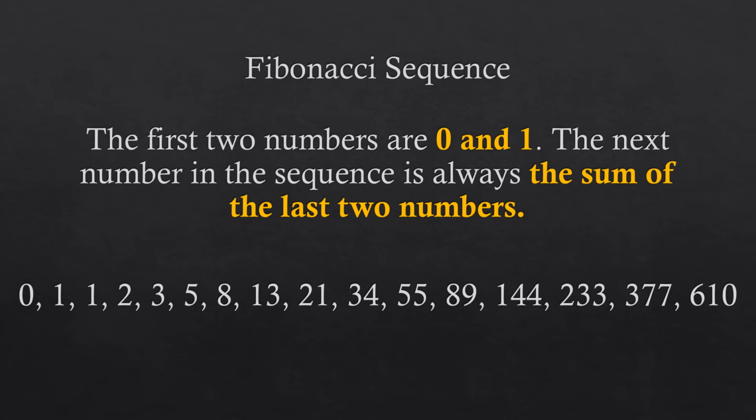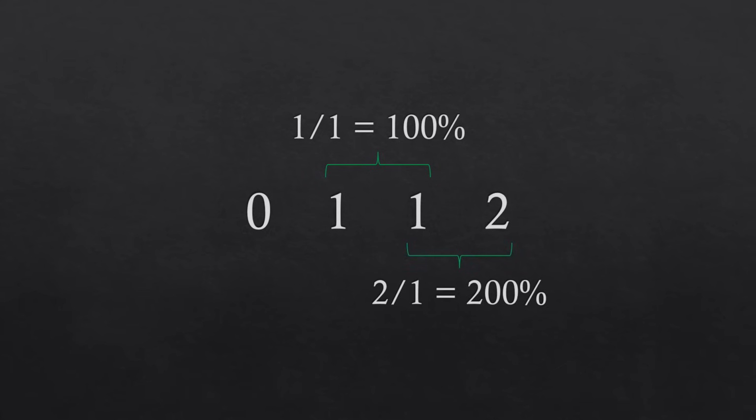The Fibonacci ratios appear when we divide one number in the sequence by another number in the sequence. For example, if we look at the first four numbers in the sequence, we get the simplest Fibonacci ratios. For instance, 1 divided by 1 gives us 1, which is equivalent to the 100% ratio. If we divide 2 by 1, we get 2, which is equivalent to the 200% ratio. And if we divide 1 by 2, we get 0.5, which is equivalent to the 50% ratio.